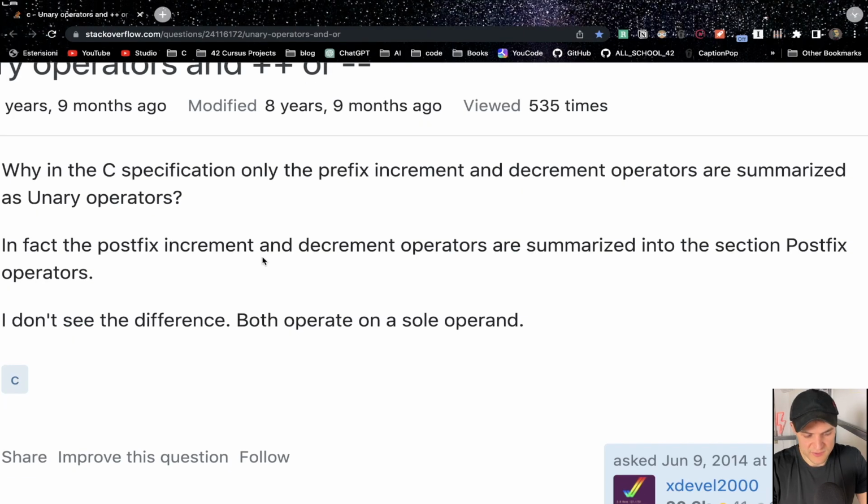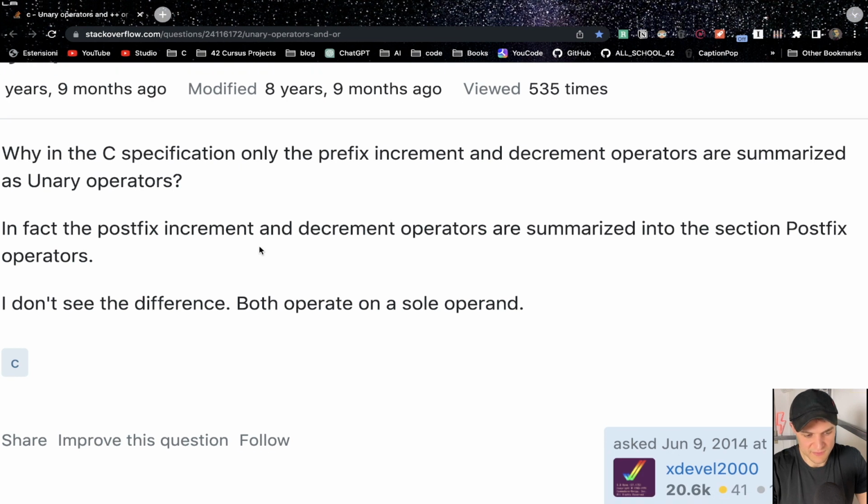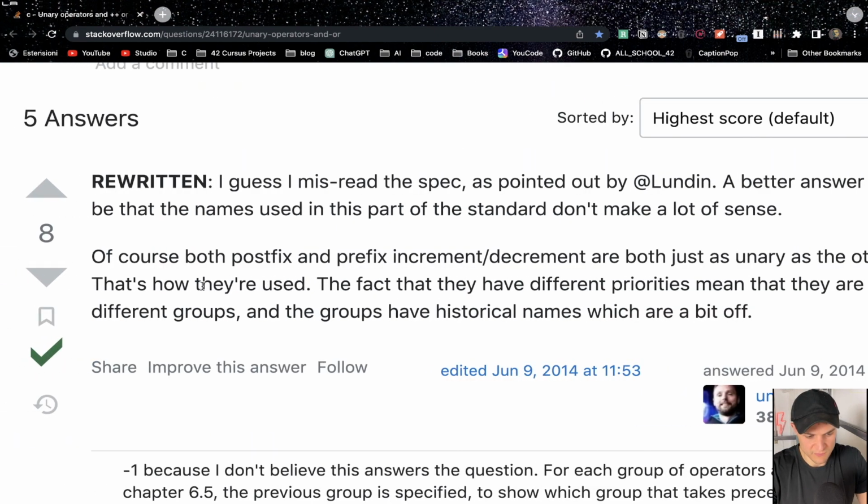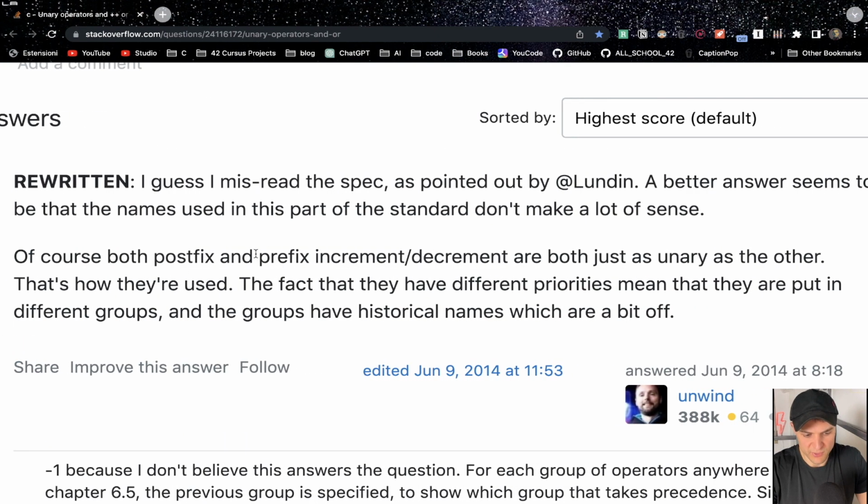In fact, the postfix increment and decrement operators are summarized into the section postfix operators. I don't see the difference, both operate on a sole operand, true. So, best response, of course, both postfix and prefix increment and decrement are both just as unary as the other. Of course, they are the same operators, just we have different characteristics. That's how they are used. The fact that they have different priorities means that they are put in different groups. And the groups have historical names which are a bit off. Yeah, that's the problem. Nomenclature is the problem.